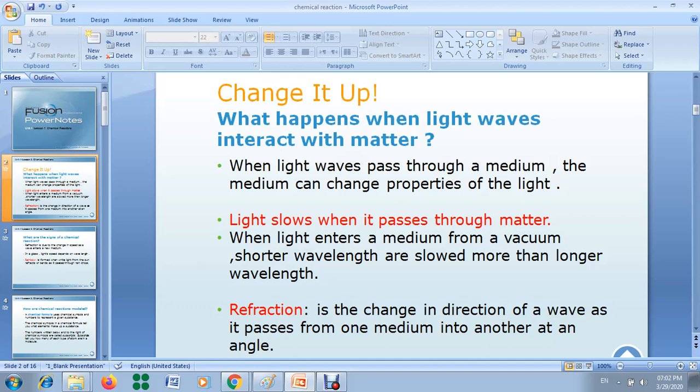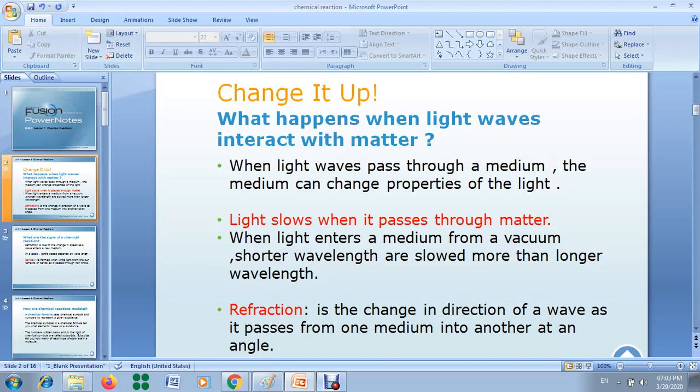So when the light travels from one medium to another, the speed will be different. It's not the same for all mediums. So here, refraction actually will happen. But keep in mind, we're talking about the traveling of light from one transparent material to another transparent material.